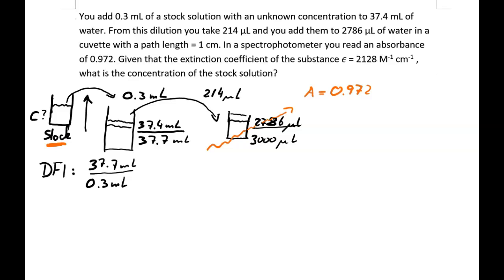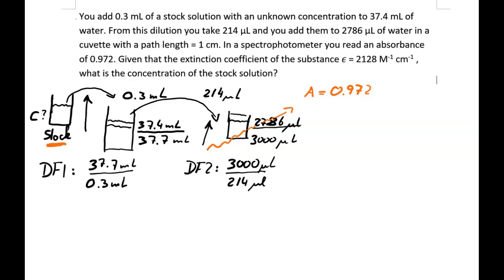We can also calculate the second dilution factor, that is this step here, so the dilution factor 2. This here would be, well, what have we had? We have got the total volume of 3,000 microliter, and we placed in it 214 microliter. So these are the two dilution factors that we had. And now we need to calculate also what is the concentration of the solution.